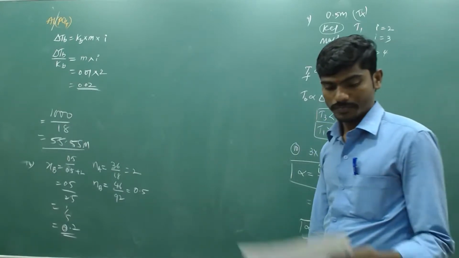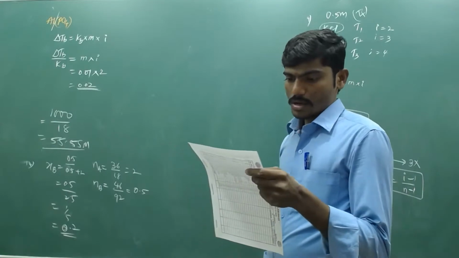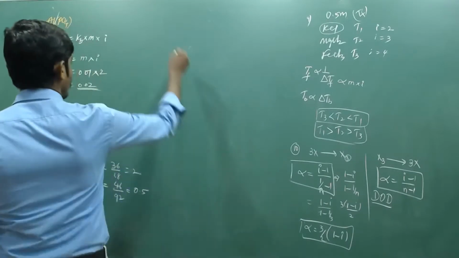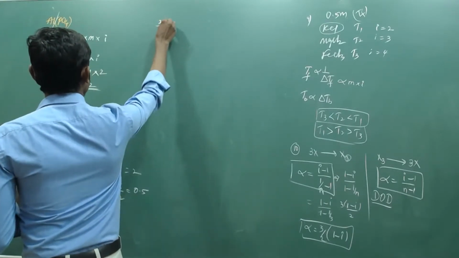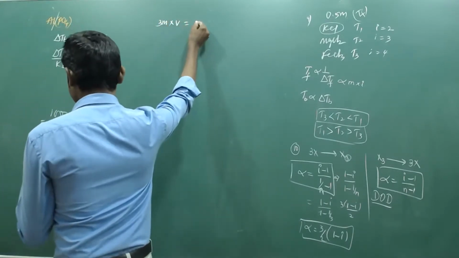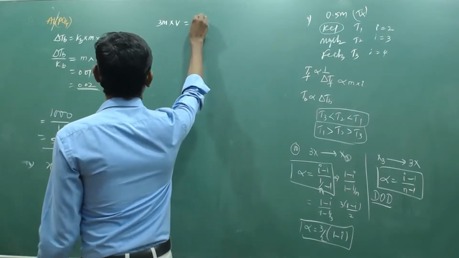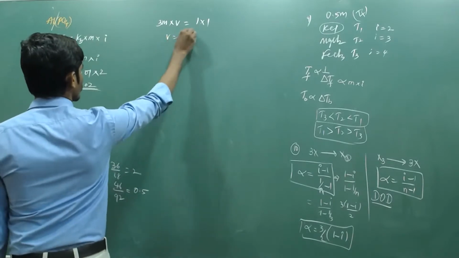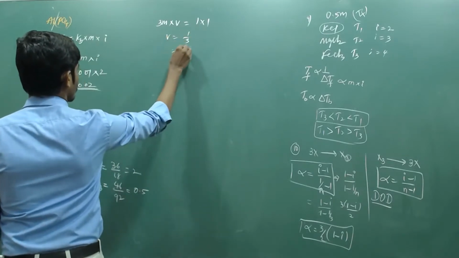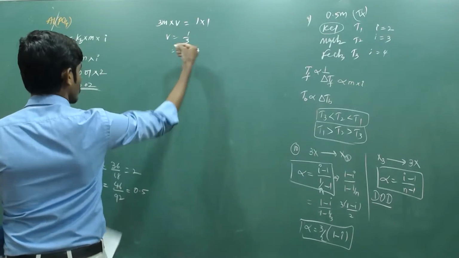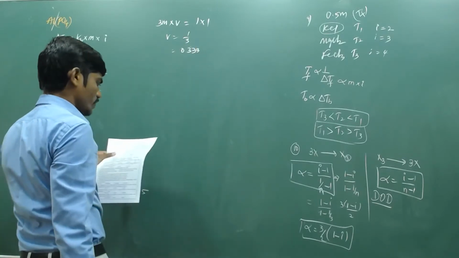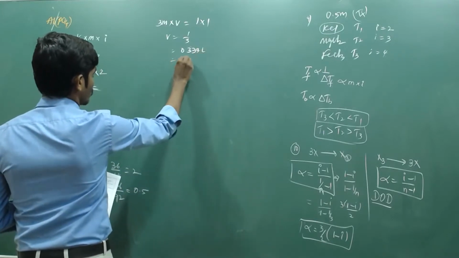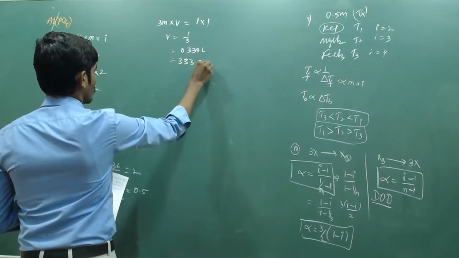The next question. How much volume of 3 molar sulfuric acid is required to make 1 liter of 1 molar sulfuric acid? Volume is equal to question mark. Okay, 1 liter of 1 molar. M1V1 is equal to M2V2, therefore V is equal to 1 by 3. 1 by 3 is nothing but 0.33. Since it is in liters, 0.333 liters, and you can write 333.3 mL.